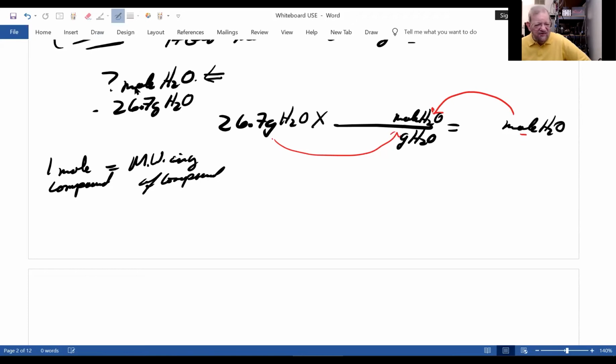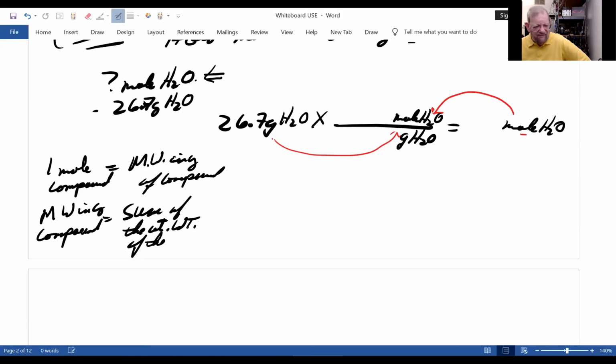Oh no, he didn't give us the molecular weight of water. Well, you're going to have to calculate that. The molecular weight in grams of a compound equals the sum of the atomic weights of the compound. And therefore, we need to find out the molecular weight of water. How do we do that?